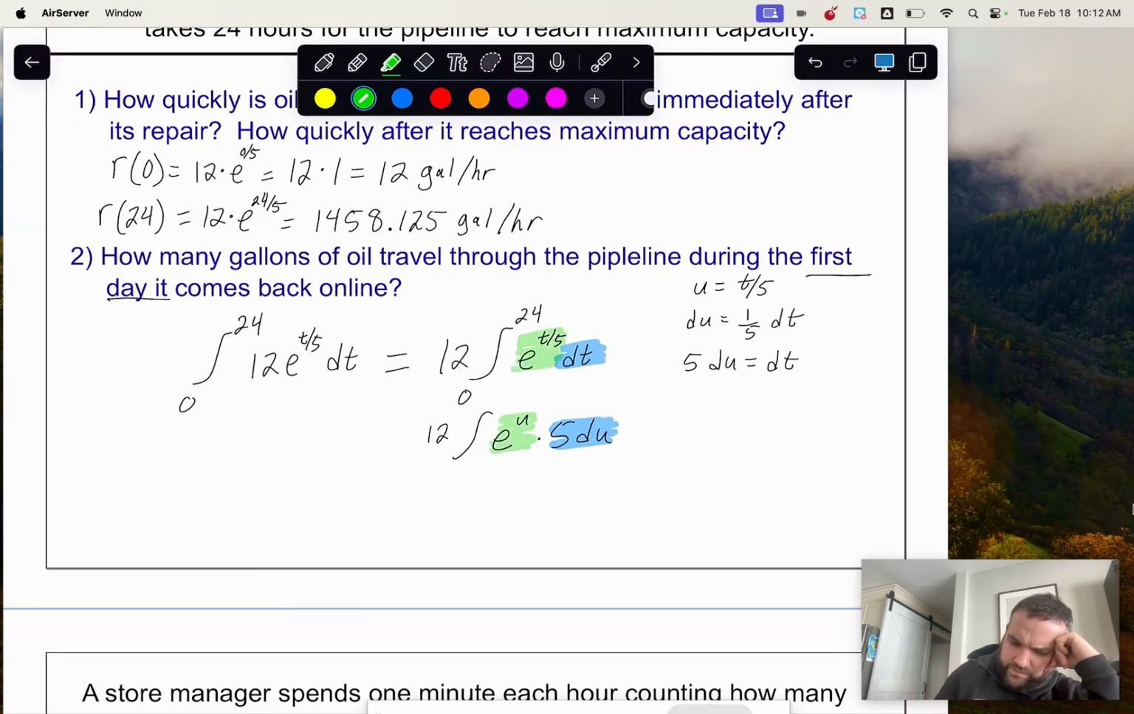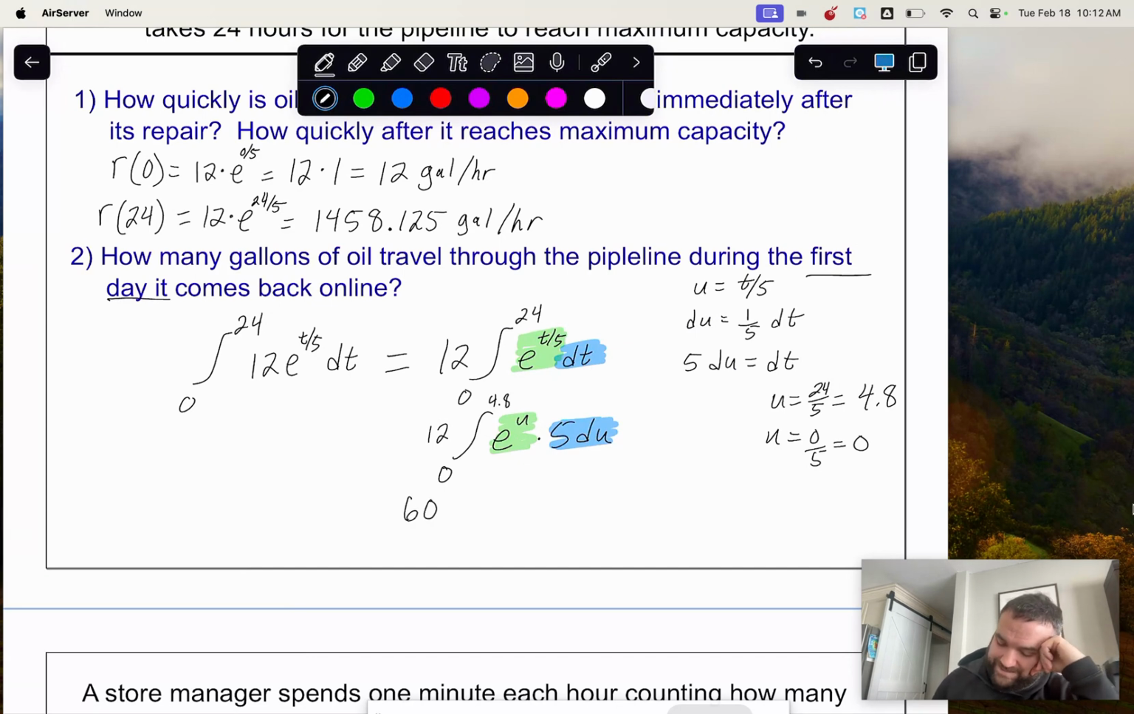You can see I left the bounds off because I do have to plug that in. So if u is 24 over 5, that I can just decimal approximate as 4.8. And then if u is 0 over 5, that is still 0. So my new bounds would be from 0 to 4.8. I'm going to go ahead and remove the 5 out of that integral as well. So my constant multiplier on the outside would be 60.